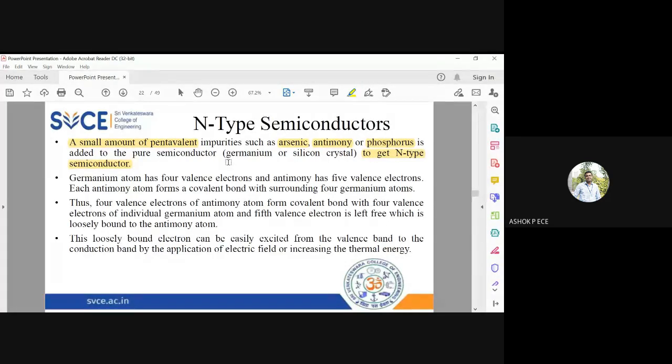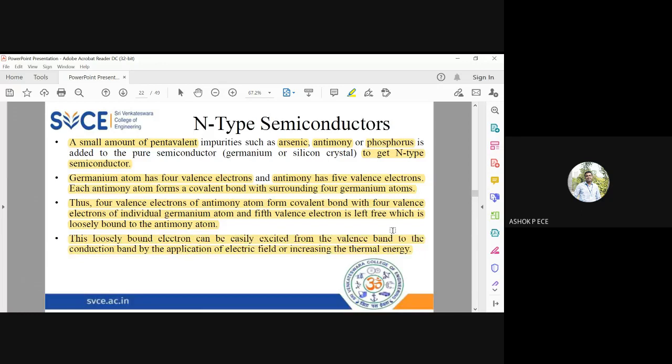So see here, germanium has 4 valence electrons, antimony has 5 valence electrons. Each antimony atom forms covalent bonds with the surrounding 4 germanium atoms, so 4 electrons are paired to form the covalent bonds. The 5th valence electron is left free, loosely bound. It is not bound to any atom of antimony or germanium, right? So this 5th electron can be easily excited from the valence band to the conduction band, producing current.